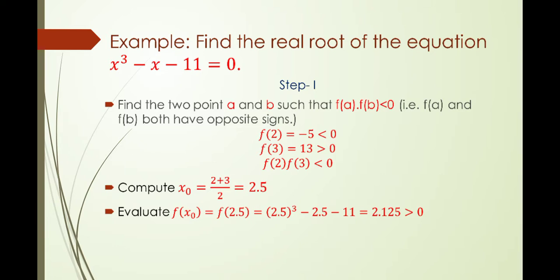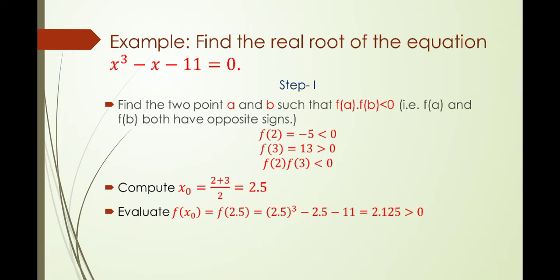Today we see the example based on the bisection method. In the previous video we have seen what the bisection method is and the algorithm of the bisection method. We know the bisection method is the method to find out the root of the given equation. See the example. Find the real root of the equation x cube minus x minus 11 is equal to 0.